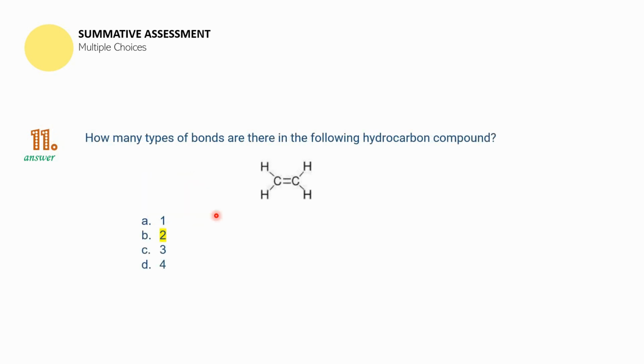Question number 11, this hydrocarbon has 2 types of bonds. It has single bonds, and it also has double bonds, but it has no triple bonds. So only 2 types of bonds are present in this hydrocarbon compound.